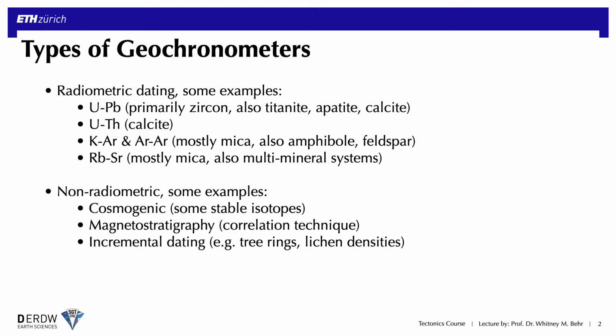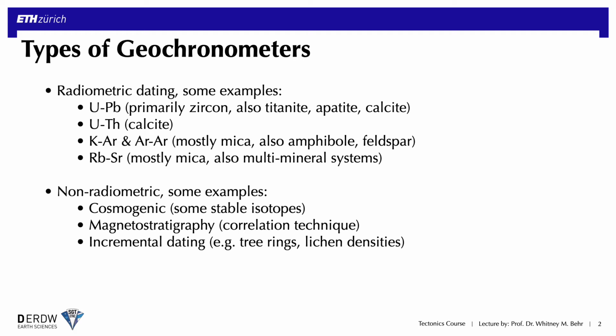Potassium argon and a related, more robust technique known as argon-argon is applied typically to micas, both biotite and white micas, sometimes other minerals like amphibole and feldspar. And rubidium strontium, again applied mostly to micas, but sometimes used with multiple minerals to produce isochrons that help determine whether mineral pairs are in isotopic equilibrium.